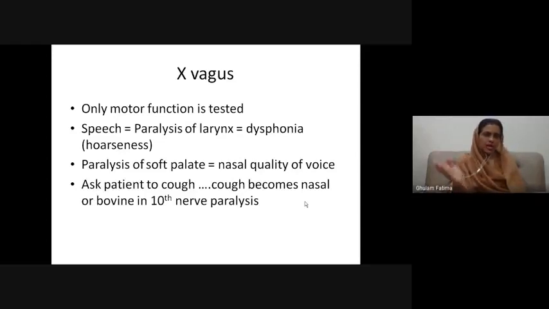Then obviously if there is paralysis of soft palate, once we have already checked the movement of the soft palate through gag reflex, then we can see that paralysis of the soft palate will lead to the nasal quality of the voice. ऐसा लगेगा patient नाक में बोल रहा है, ठीक है. और उसके बाद another thing which can help you is to ask the patient to cough. The cough is also having a nasal quality, or the cough becomes bovine. Bovine means that भैंस जैसी आवाज जो होती है, ठीक है, मोरी बैठी हुई सी भैंस जैसी भारी आवाज पेशेंट की हो जाएगी.